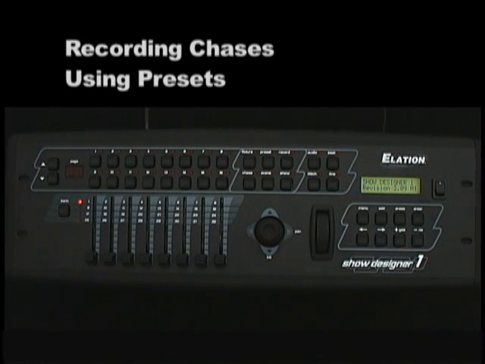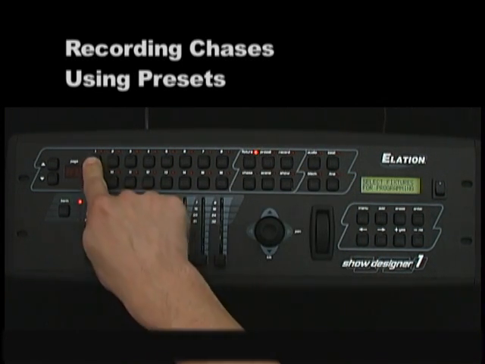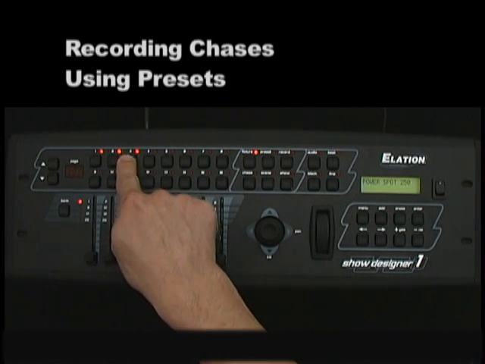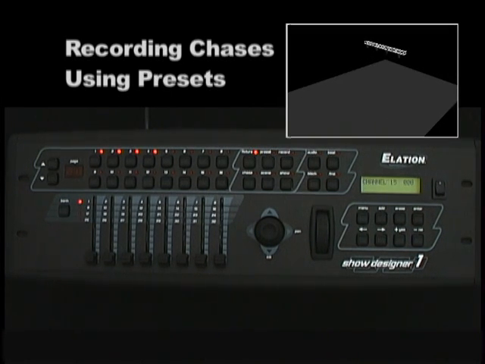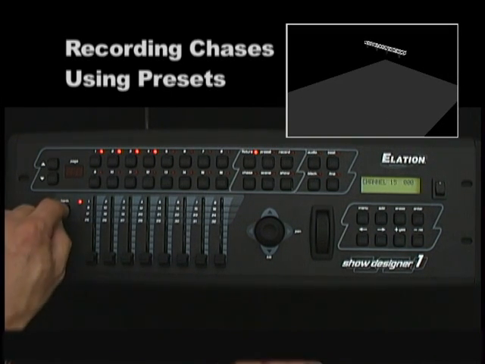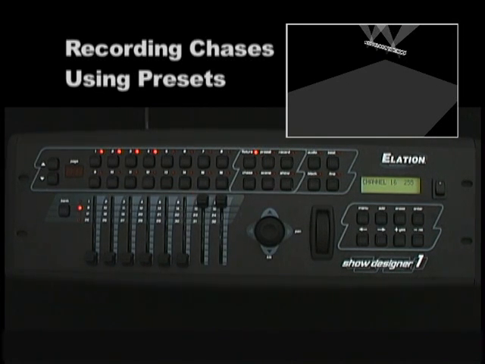You can also record chases using presets. To do so, press the fixture button, then select the fixtures that you wish to record into your chase. It's important to note that you must have presets recorded for the selected fixtures to be able to include the presets into the chase. I'll now open the dimmer and shutter, as I did not include these 2 channels in any of my presets.